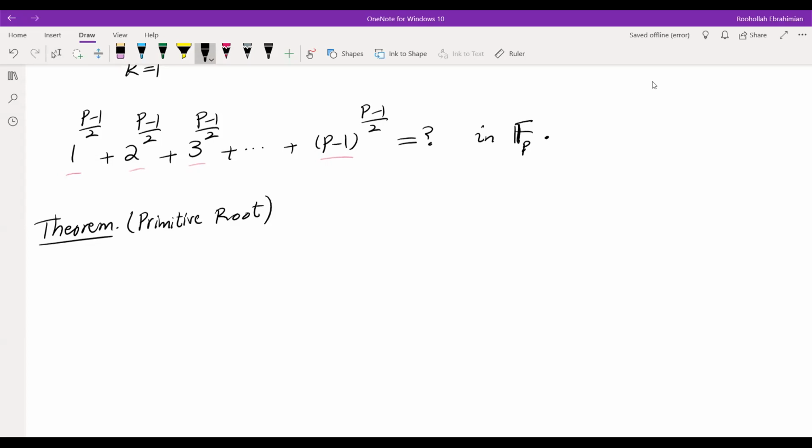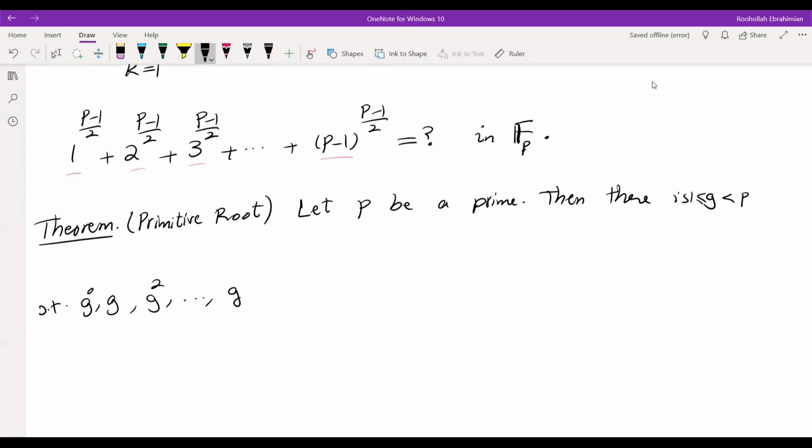So here's what it says. Let p be a prime. Then there is some g between p minus 1 and p such that g to the power of 0, g to the power of 1, g squared, all the way to g to the power of p minus 2 gives us all non-zero remainders mod p. So it gives us all of the non-zero remainders mod p.